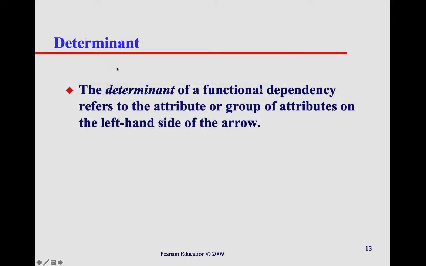Okay, so an important term is the determinant. It refers to the attribute or group of attributes on the left side of the arrow. So get familiar with that term, determinant. It is the left-hand side attributes in a functional dependency.